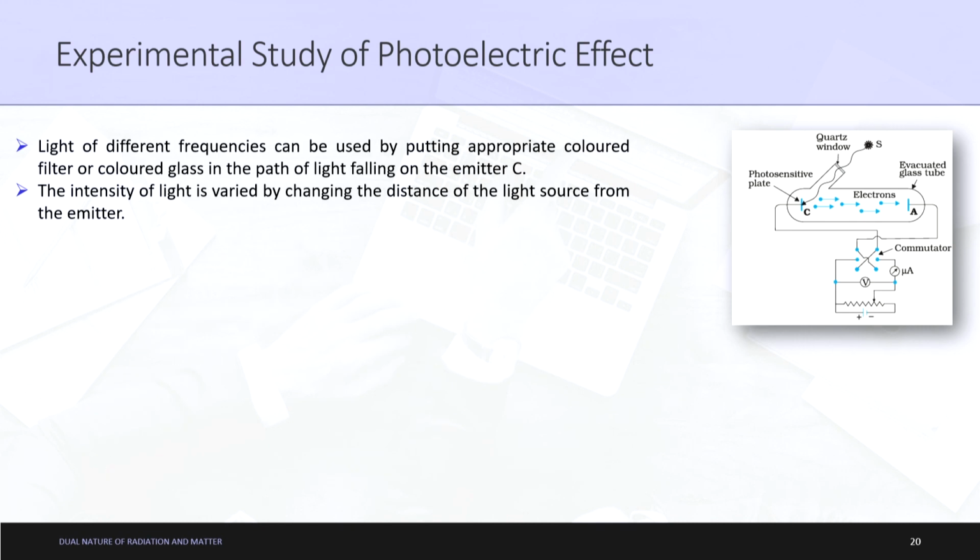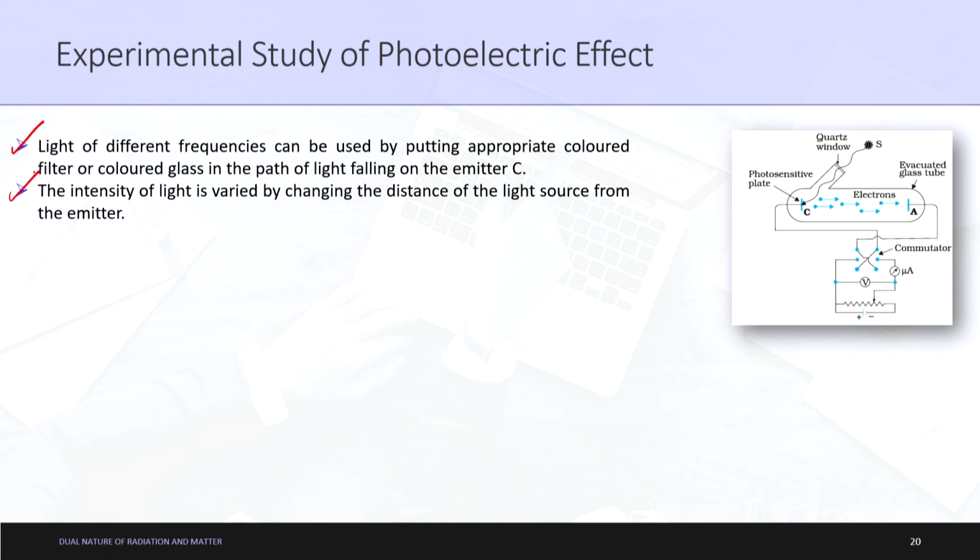So now light of different frequencies can be used by putting an appropriate colored filter or colored glass in the path of light falling on the emitter plate C. So we will vary the frequency of the incident radiation this way. Similarly, the intensity of the light is varied by changing the distance of the light source from the emitter. So if the source is at this position, we can put it here, or here, etc., and it can be varied. Okay. So these were the only 2 points which I needed to explain. Let us move on with the first point now.